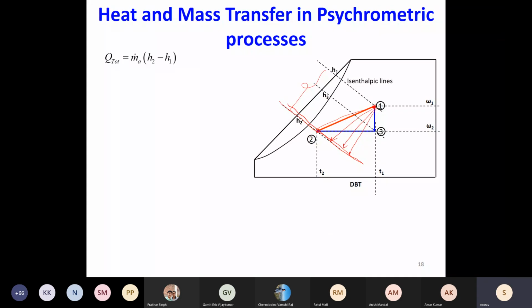So Q total, which is equal to m_a dot into H2 minus H1. Let's say you know that, and you also know the initial state point. But if you go and check on the psychrometry chart, you will see this is the H2 line. Now, where exactly on this H2 line I lie, I don't know. I cannot fix it.